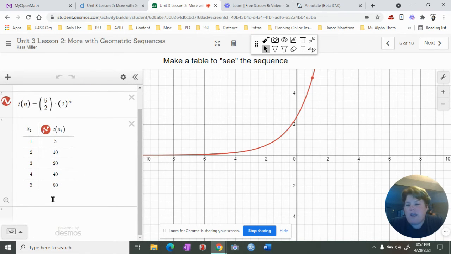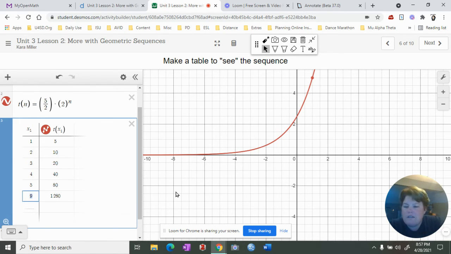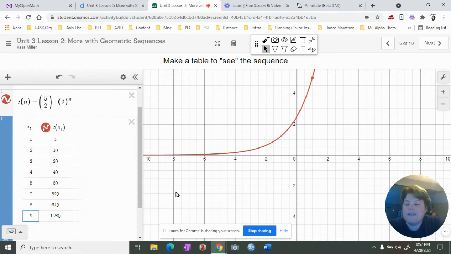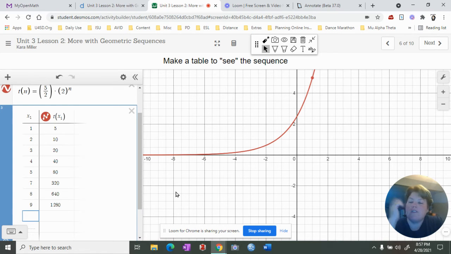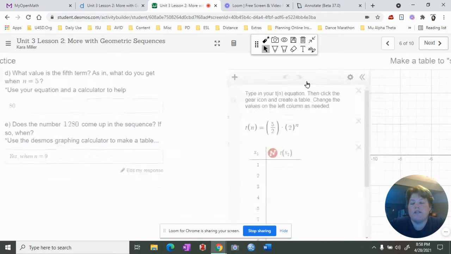All right, so if I double this, that's 160. So maybe I want to skip a few terms. What happens if I hit 9? Ooh, all right. So 7, 8, 9. So you can see as you approach that we do get the ninth term showing up here. So let's see. Yes, when n equals 9. Okay, it is the ninth term in my sequence.